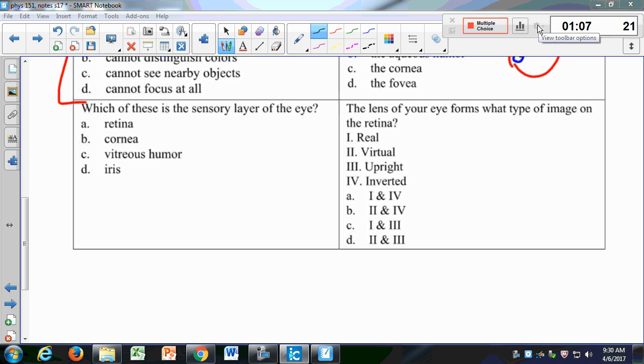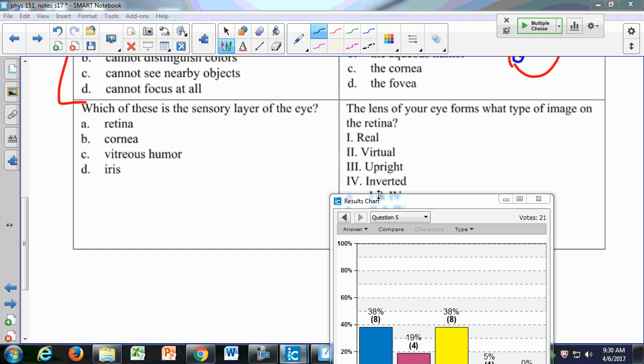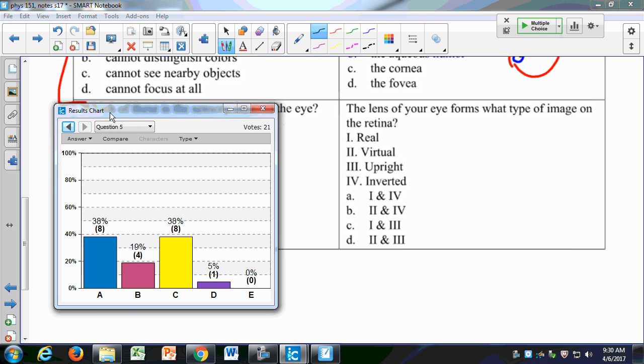Okay, that's a little better. I'm going to stop at 115. Oh man, that wasn't a little better. Some of you changed your answer before I did it. All right, A is the right answer.